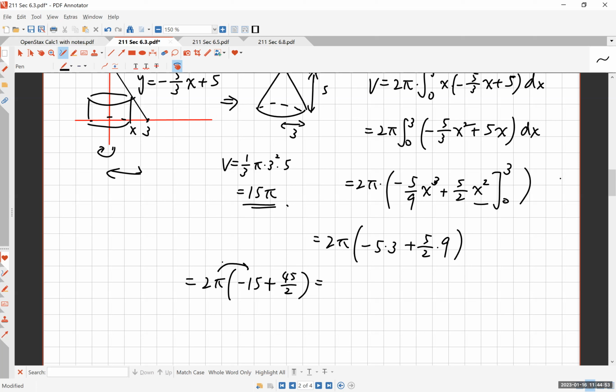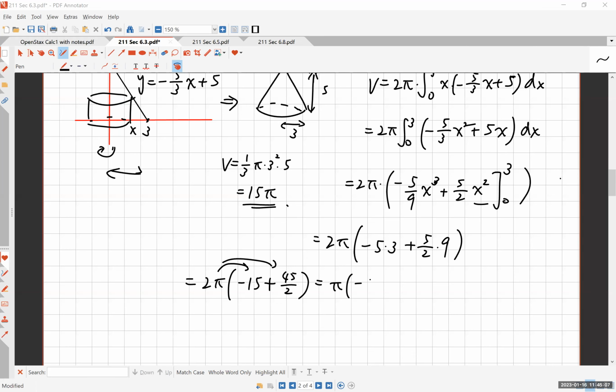And so, yeah, you can just multiply this out like that, 2 inside. So it's negative. Okay, so it's -30 and then 45, right? Positive 45. So this is 15 pi, as we knew the answer should be. Okay, so that's one way to apply the shell method.